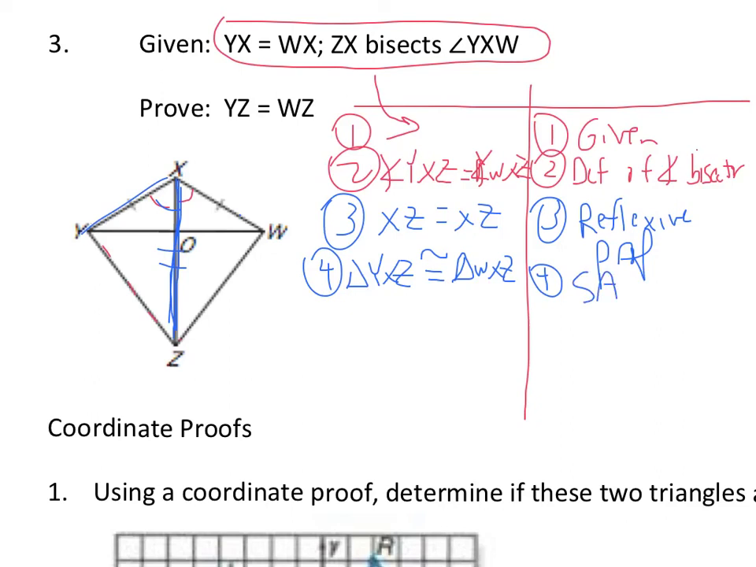So SAS congruency. And now once I get the triangles congruent, I can say any corresponding things are congruent, in this case sides. So I can say that YZ is equal to WZ, and that's by corresponding parts of congruent triangles are congruent.